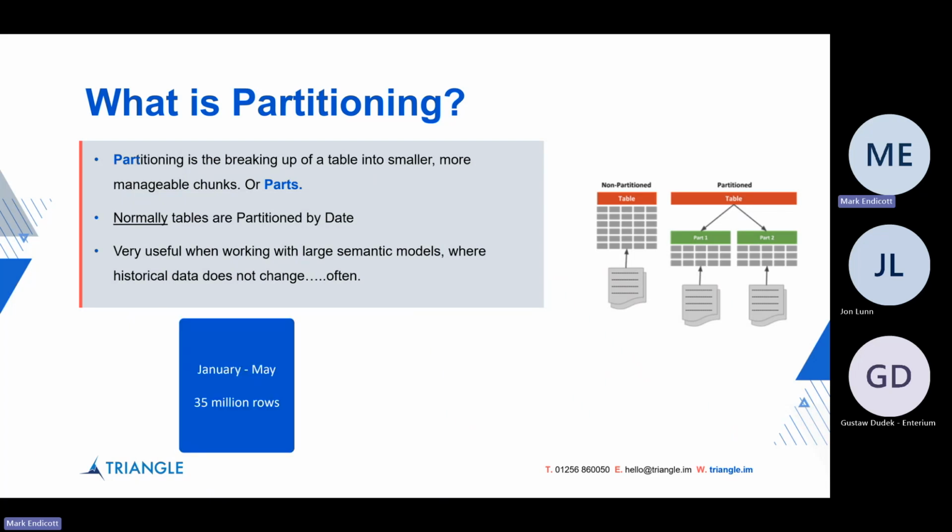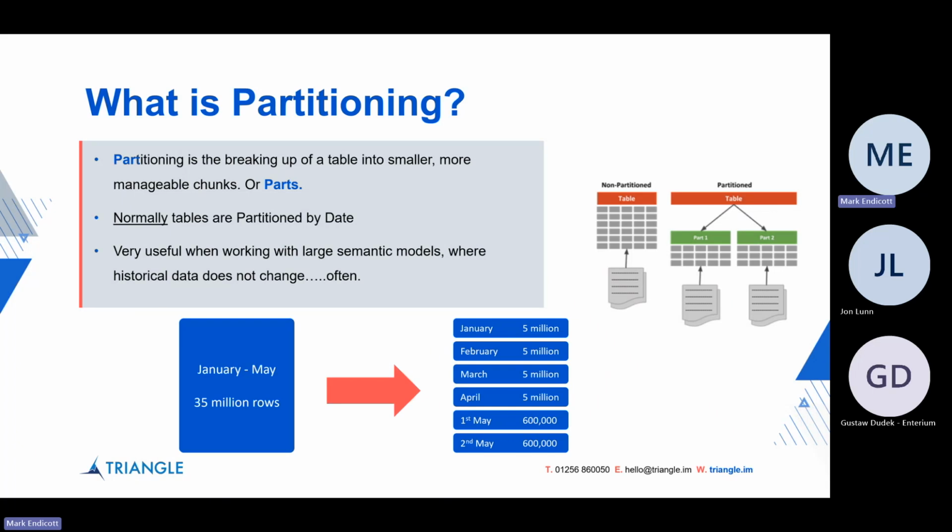Just to give you a practical example of what this might be, you might load up to Power BI or any other database a table for January to May, and it might have 35 million rows in it. If you were going to partition that table, you might choose a policy, which is what you would do in Power BI, that would separate those out into monthly partitions for January, February, April, and March.